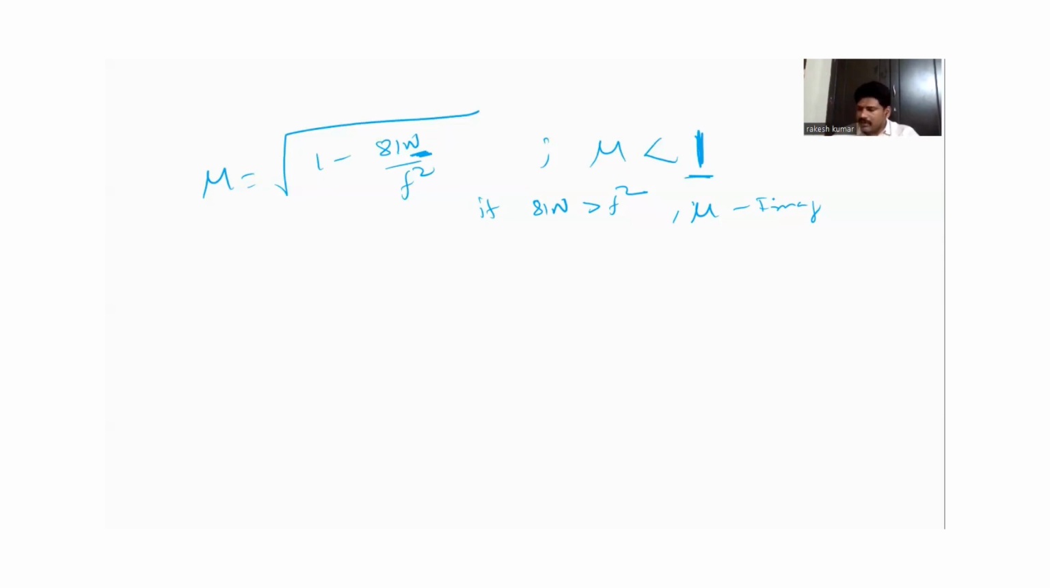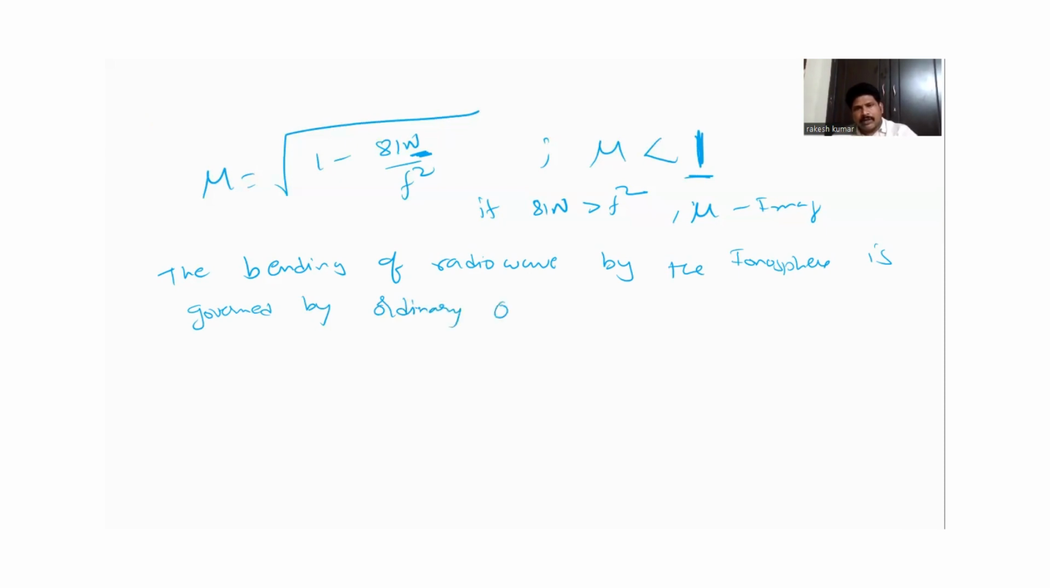Let us see how the wave will bend in the ionosphere. The bending of radio waves by the ionosphere is governed by the ordinary optical law, that is Snell's law.